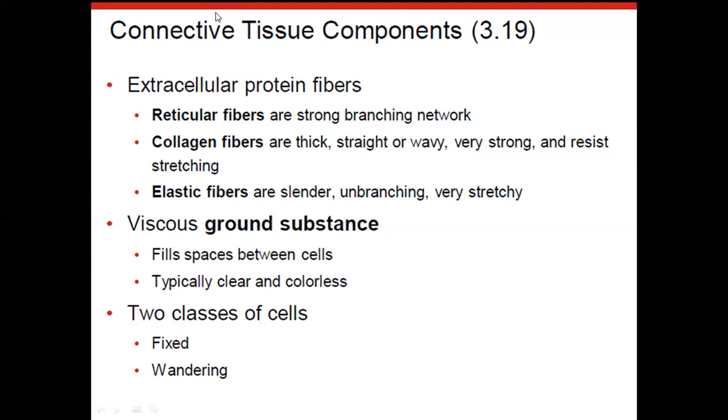There's another type of substance called ground substance, and this is the fluid component of connective tissue that fills the spaces between cells. It's typically clear and colorless. And then there's 2 types of cells that you can find in connective tissue. Some are fixed or stuck there, and some are wandering. They can move into or out of that connective tissue.